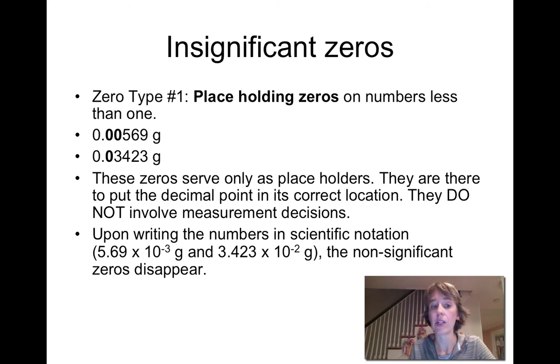One important thing to note is that if you convert this number into scientific notation, those placeholders disappear. So that's one trick you can do to figure out how many significant figures there are, is to rewrite it in scientific notation. And then we've got, a little more obviously, 3 and 4 significant figures.